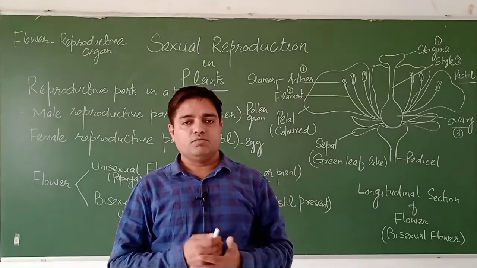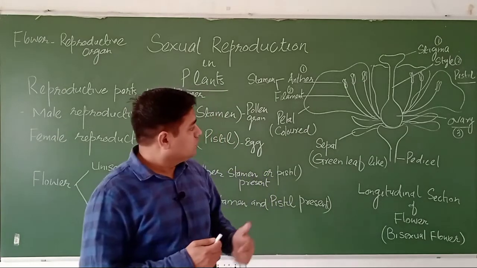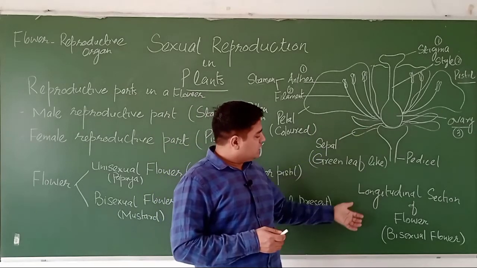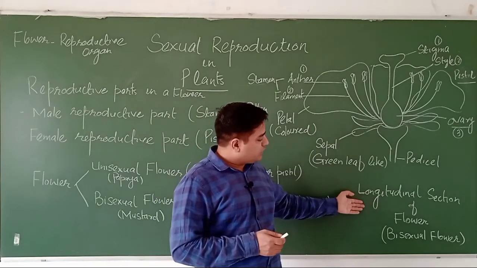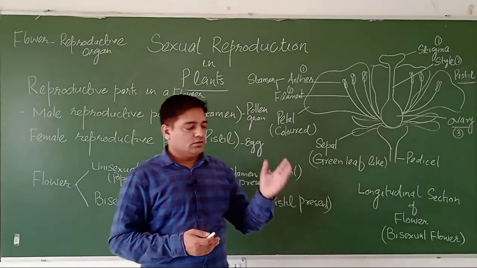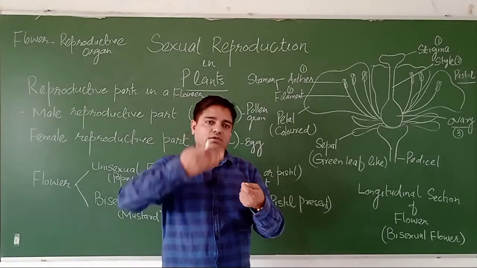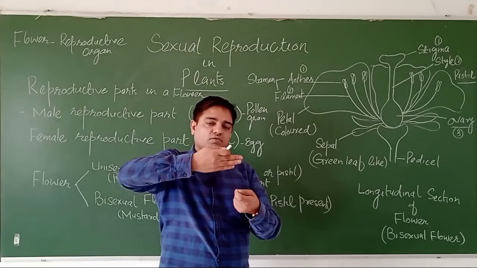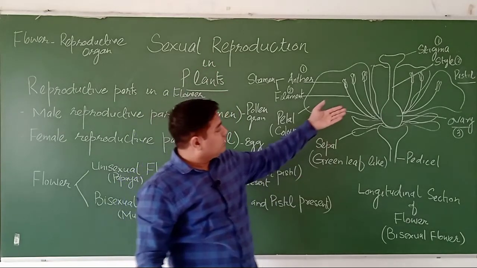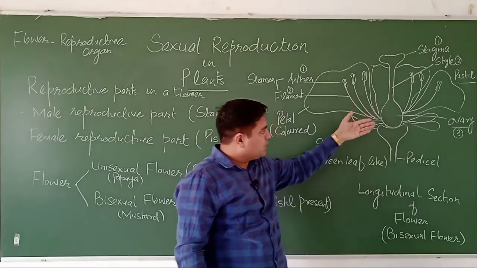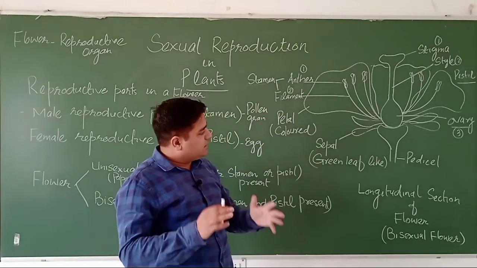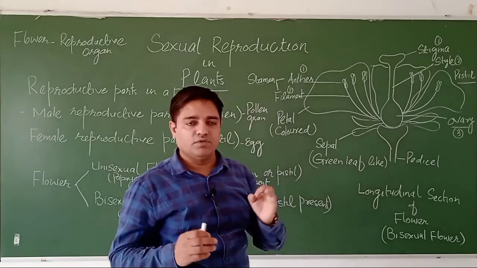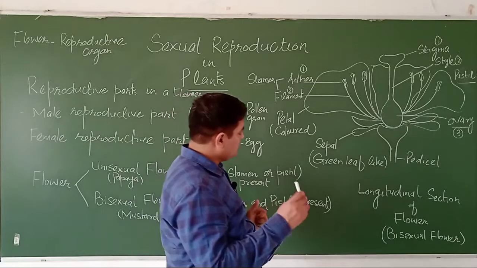So first of all, I would like to show you a diagram here on my left. It is a diagram of a longitudinal section of a flower. It means if you have a flower, you cut that flower from the center longitudinally, vertically. When you cut the flower longitudinally, you get this picture, and in this picture I will show you the components one by one.